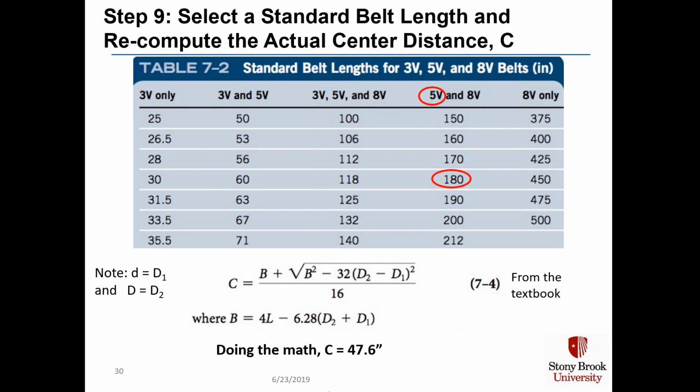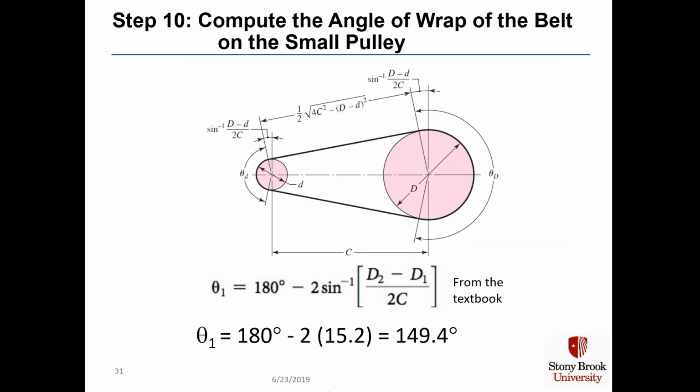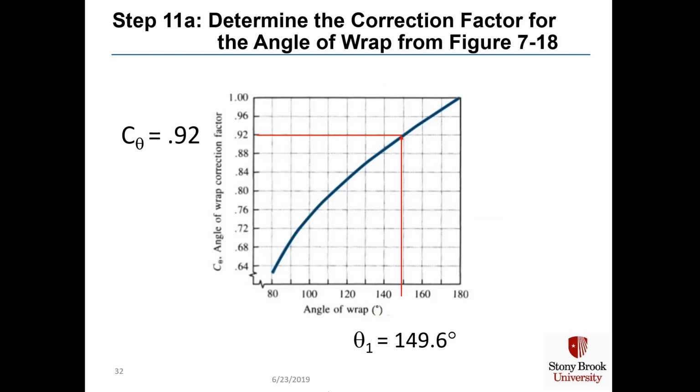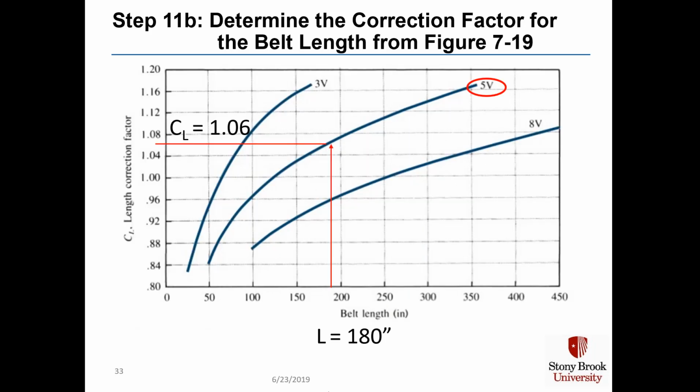So we select the 180-inch length belt and we recalculate our center distance C, and rather than 48 inches, we're close, we get 47.6 inches. We compute the angle of wrap of the belt on the small pulley from the formula, and we get 149.4 degrees. And we determine the correction factor for the angle of wrap for 149.6 degrees, and we get a correction factor of C sub theta equals 0.92.